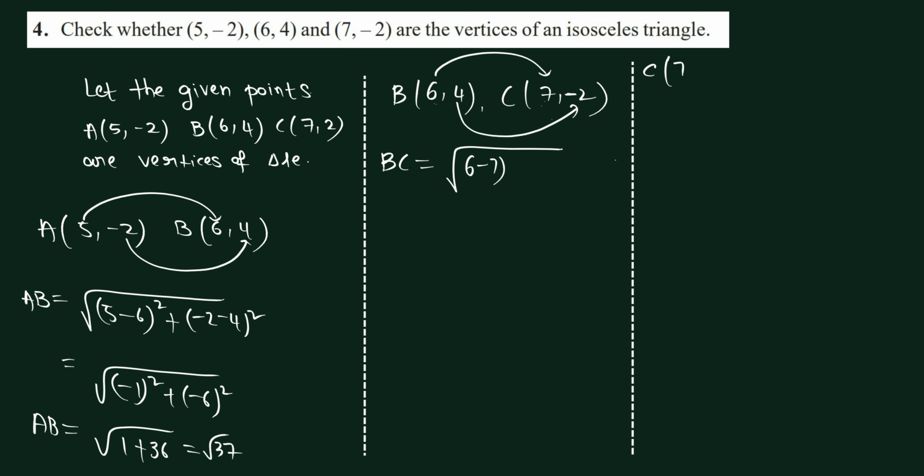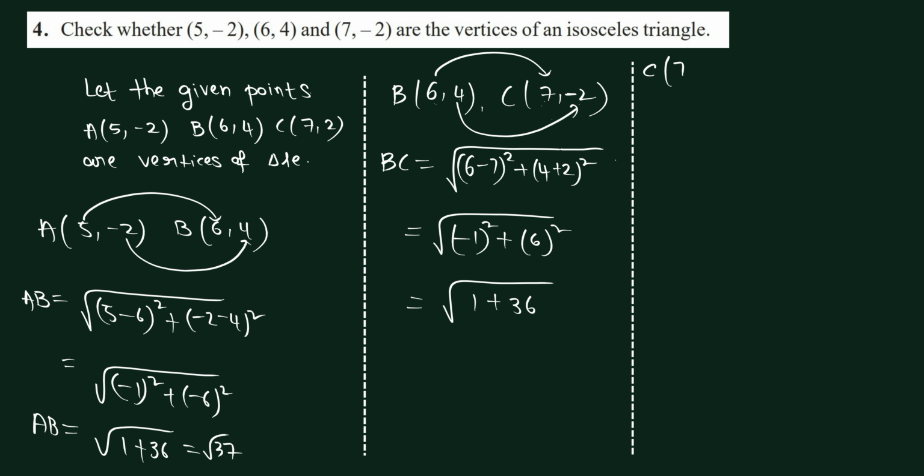(6 minus 7) whole square, plus, listen here everyone, please look at it, 4 minus of minus 2, minus of minus is plus, so (4 plus 2) whole square, directly I am writing this. (6 minus 7) whole square is minus 1 square, (4 plus 2) whole square is 6 square, so root over 1 plus 6 square, which is 36, this is equal to root 37. Here distance BC is root 37. Okay, next find the value of CA.